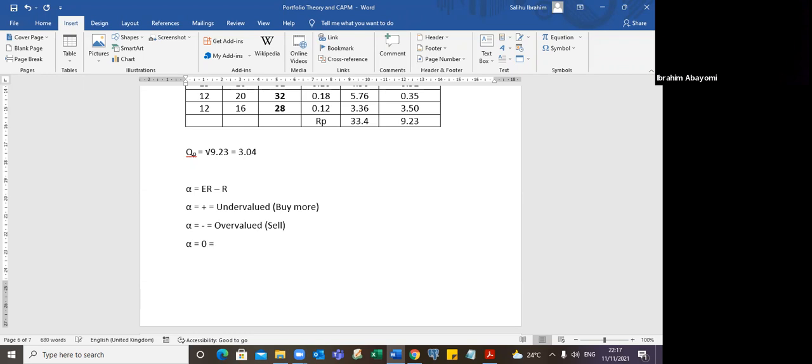If it is 0, it means it is what? It is correctly priced or valued. Correctly priced or correctly valued. Don't forget, if I say valued here, it also means price. Undervalued or underpriced. Okay? Here, overvalued or overpriced. And here is what? Okay, let me put it here. Correctly valued or correctly priced.